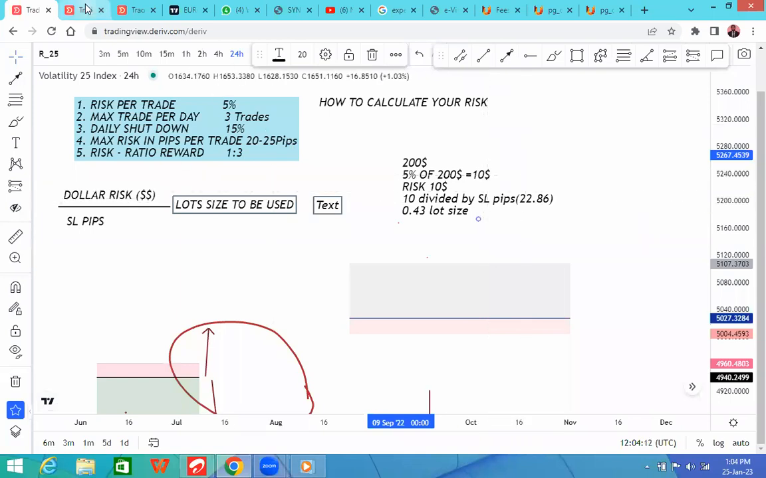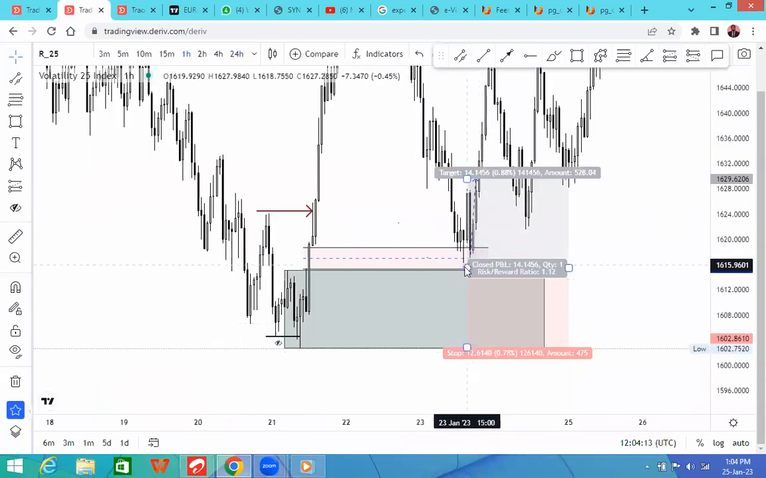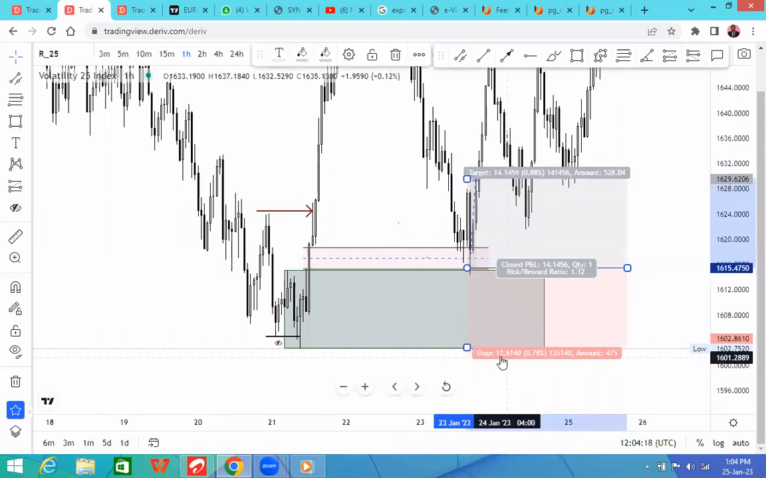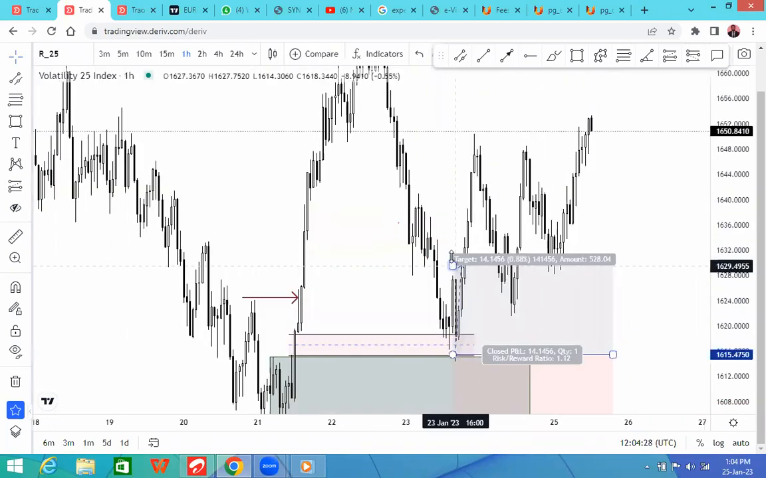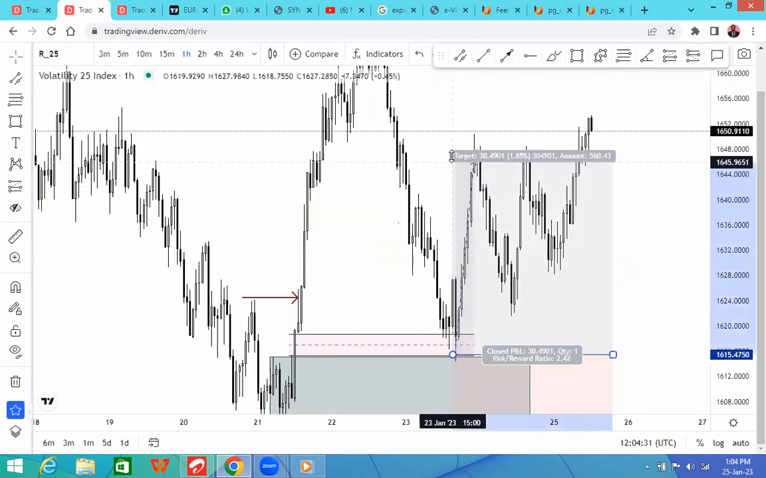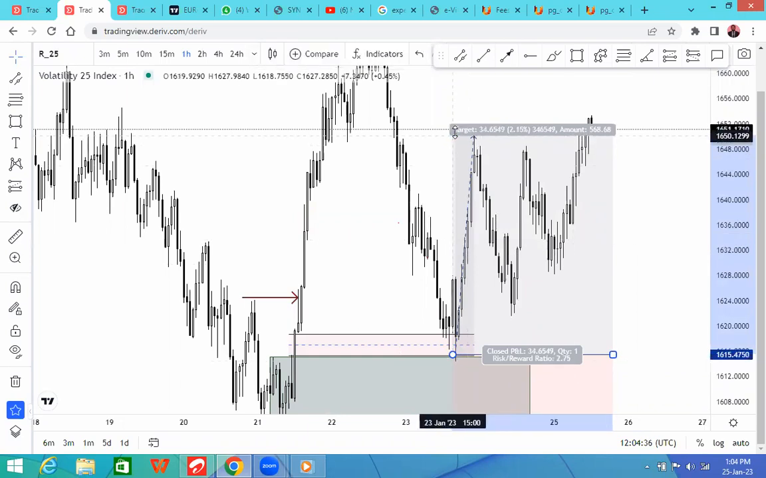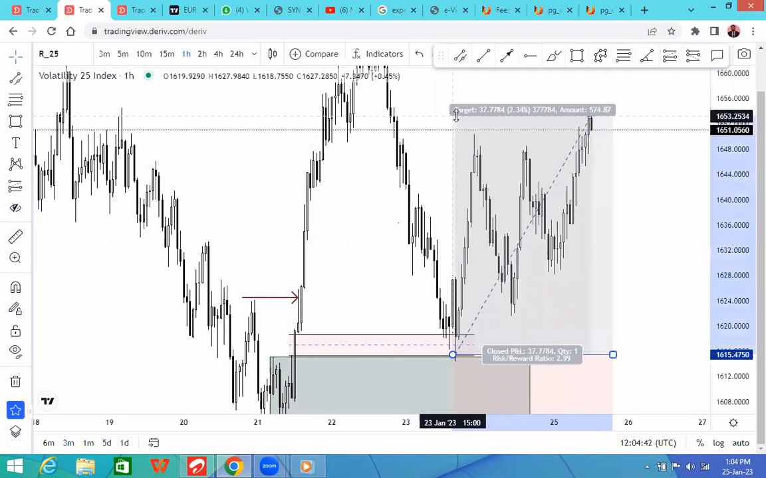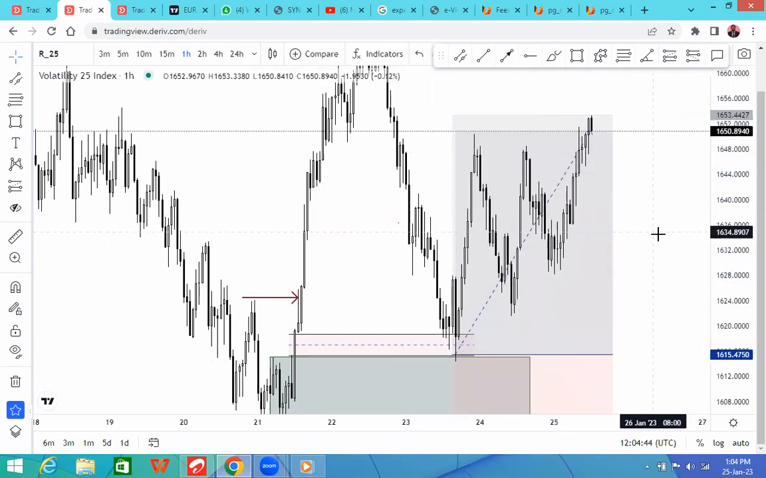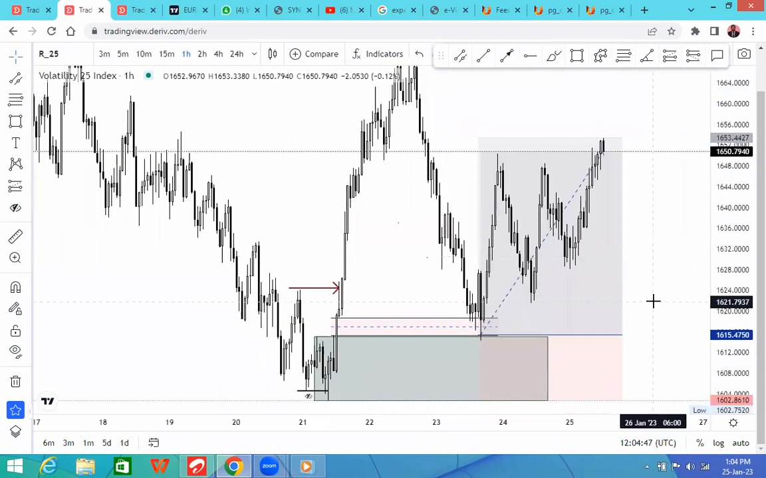Now, what is the pips? Let me go to the pips. What is my stop loss here? The stop loss is 12.6. So I'll simply go to 12.6. And then I'll move this one to 1 to 3. Keep looking at this place until here becomes 1 to 3. All right, this is your 1 to 3.